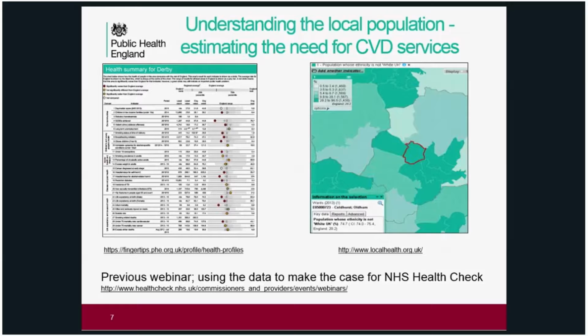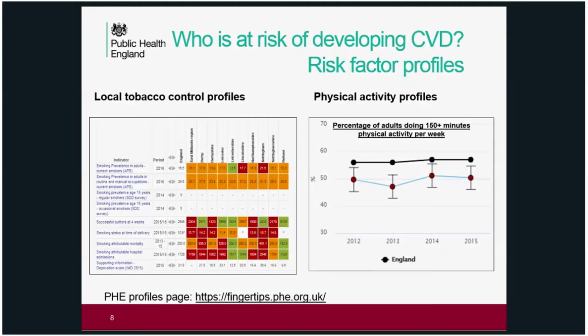So moving on to slide 8, we're now starting to look at some of the behavioural or modifiable risk factors for CVD. And again, there's a number of information sources available. And this slide just shows 2 profiles which are relevant to CVD, the tobacco and the physical activity profiles. The profiles are available at local authority level, and they can be found on the PHE profiles pages, which we sometimes call the PHE fingertips web pages.